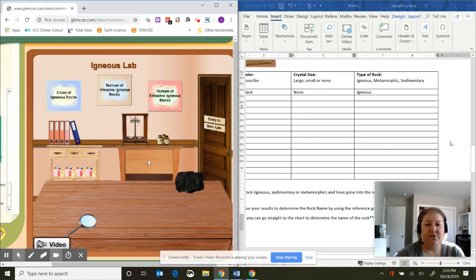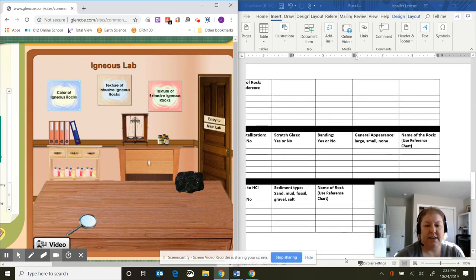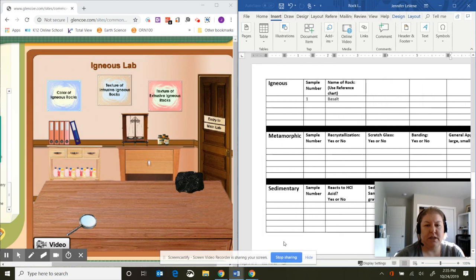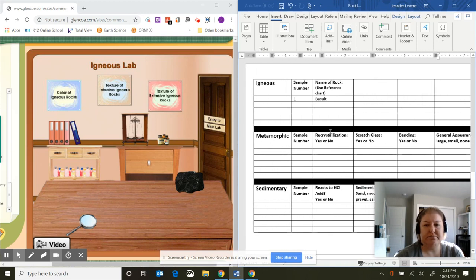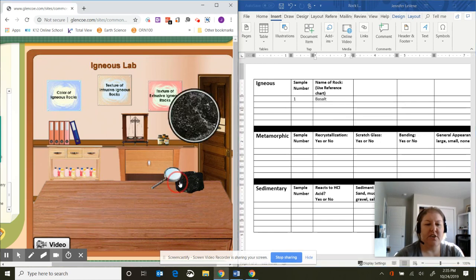Now I'm going to go down to the second chart that I gave you on your lab sheet. Okay, igneous rocks right here. And now we've got something else to fill in. So sample number one, because that's what we're working with. I already have it filled in as basalt. You can go in and look at it again with the magnifying glass.